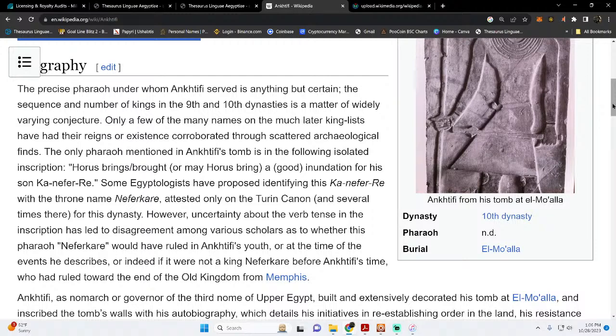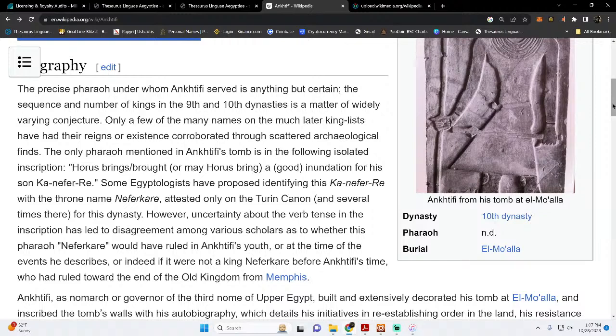The only pharaoh mentioned in Antefi's tomb is in the following isolated inscription: Horus may bring a good inundation for his son Ka-Neferah. Some Egyptologists have proposed identifying this Ka-Neferah with the throne name Neferkara, attested only in the Turin canon and several other attestations for these dynasties. However, uncertain.